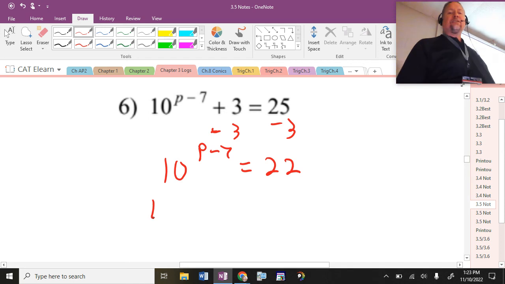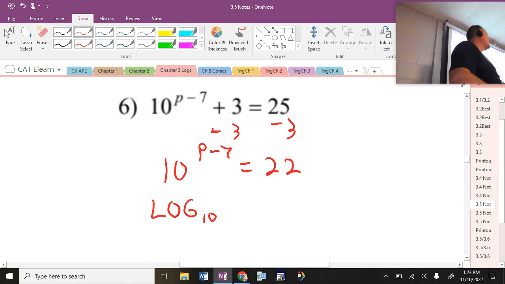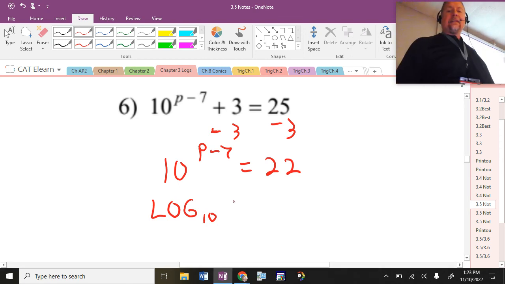Change it. Oh my gosh, look at this. Change it to a log. What's the base of this logarithm? 10. Don't I already have a log base 10 button? Do I have to do the change of base formula? Not really. So log base 10 of who? 22 equals who? P minus 7.